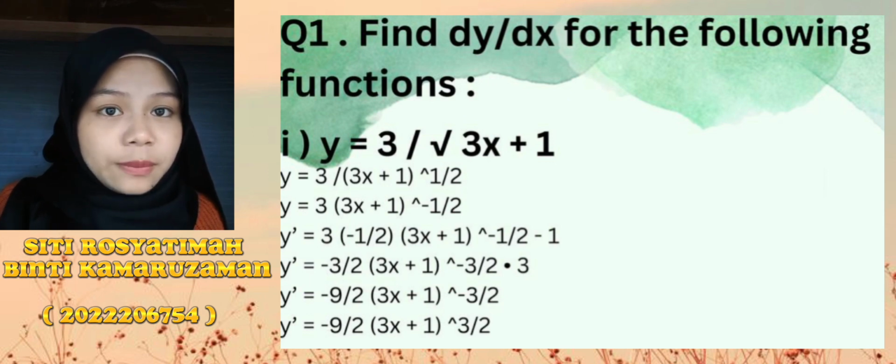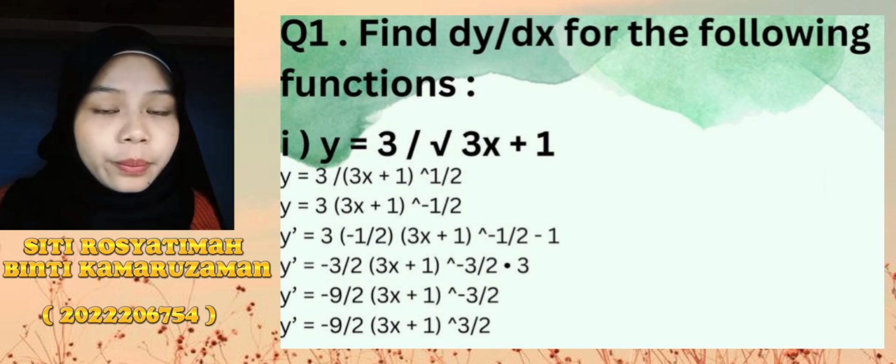Now, we differentiate y and 3x plus 1. So, dy/dx equal to negative 3 over 2 bracket 3x plus 1 power of negative 3 over 2. We multiply with 3. We solve the equation, so dy/dx equal to negative 9 over 2 open bracket 3x plus 1 close bracket power of negative 3 over 2.